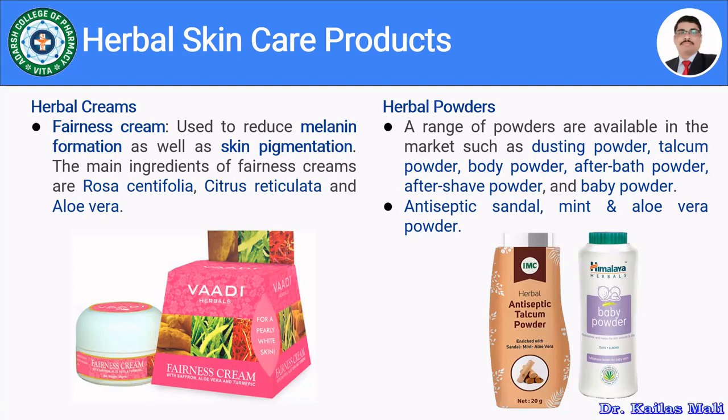For example, herbal dusting powder, herbal talcum powder, herbal body powder, after bath powder, after shave powder, and baby powder. The basic ingredient present in the herbal powders is talc. Apart from this, certain perfumes and certain herbs are present in the herbal powder. For example, mint is used in the powders to get the cooling sensation or cooling effect. For example, antiseptic, sandal, mint, and aloe vera powder. So this is about the herbal powder.